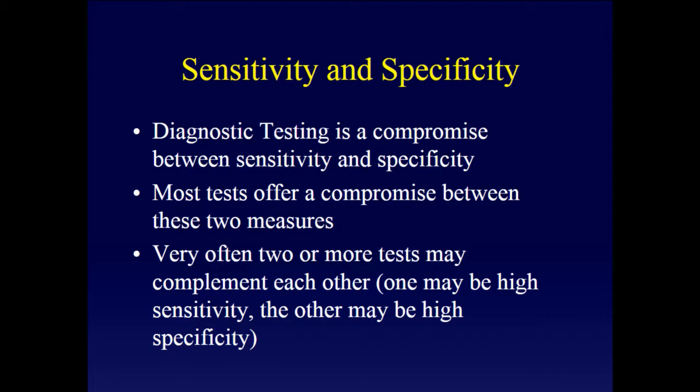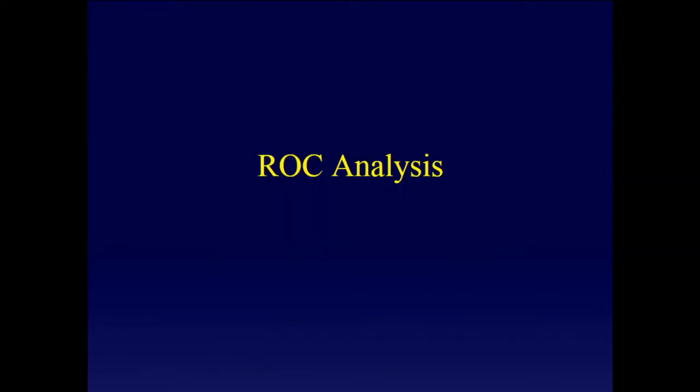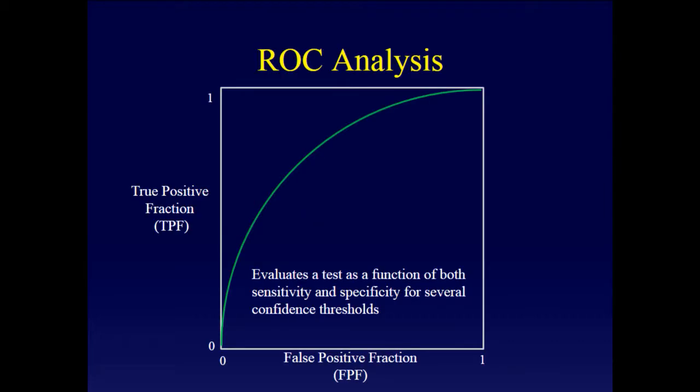Now, the ideal test would have sensitivity of 1 and specificity of 1. That's generally not the case, right? Very often there's a compromise between sensitivity and specificity, and you have to make a selection on which is the best test to choose in a given instance. Well, it turns out, as I'm sure many of you know, there's a way of evaluating tests when you can compare both sensitivity and specificity. Often what we use is called ROC analysis.